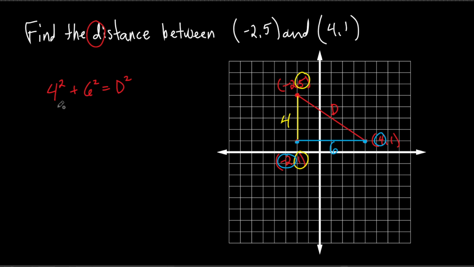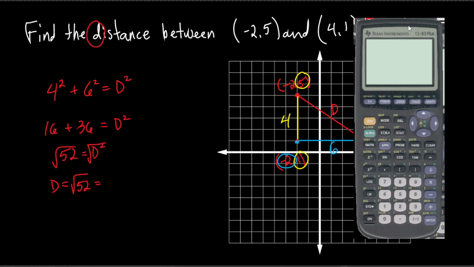So let's do that. What's 4 squared? 16. 6 squared? 36 equals D squared. And this is 52, which is equal to D squared. But we don't want to find D squared. We want to find D. So how do we find D? Square root both sides. And so you could keep it just D equals the square root of 52. All right? But I think if you look in the book, you look at the answers the book gives you, they're going to give it to you as a decimal.